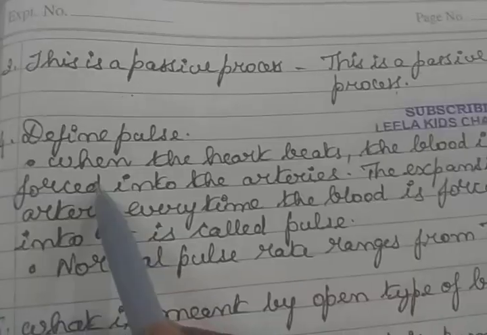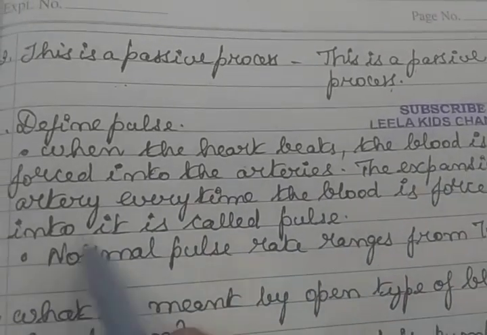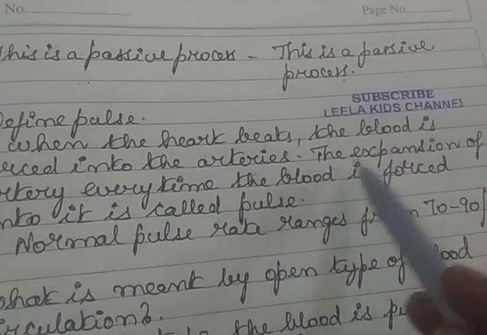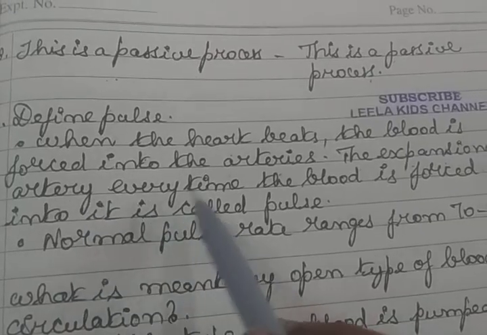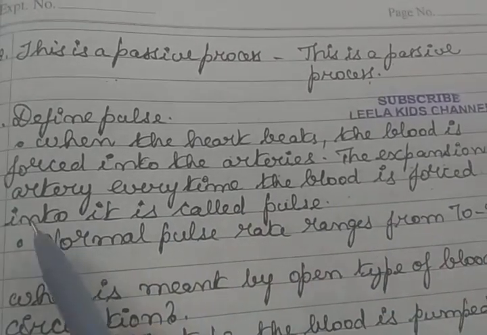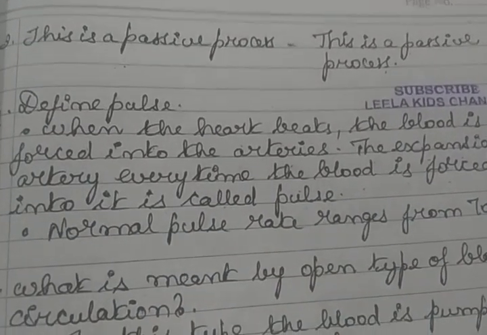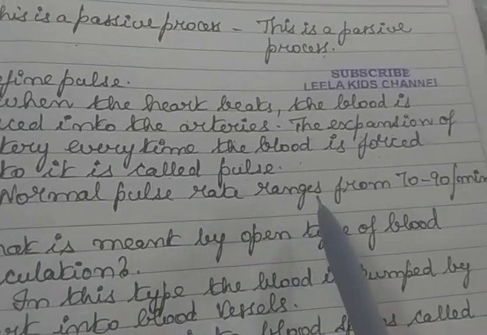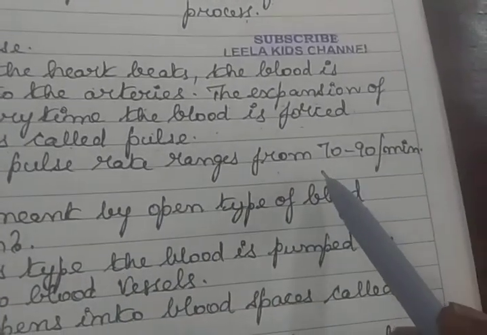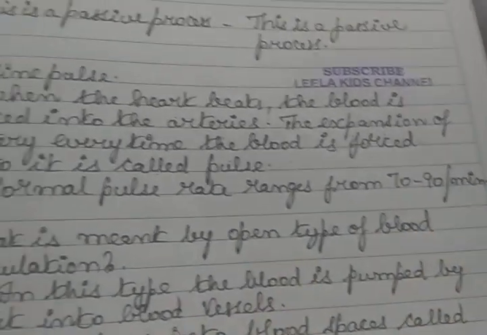Define pulse. When the heart beats, the blood is forced into the arteries. The expansion of the artery every time the blood is forced into it is called pulse. Normal pulse ranges from 70 to 90 per minute.